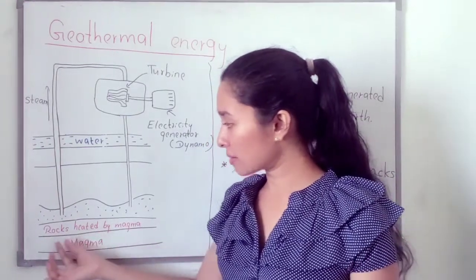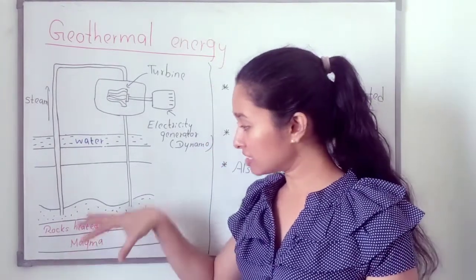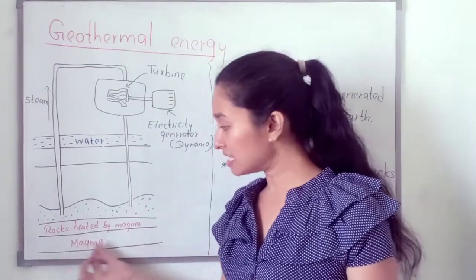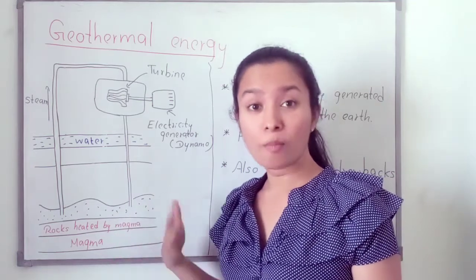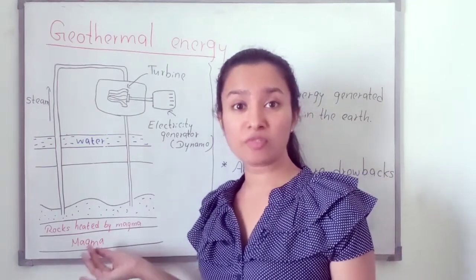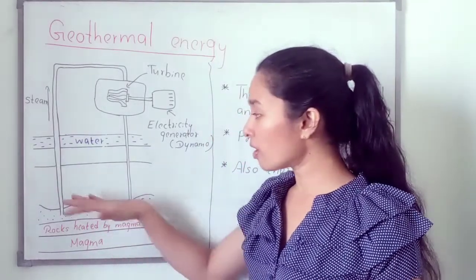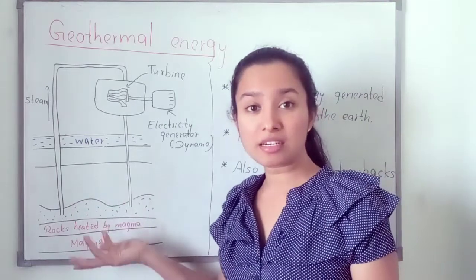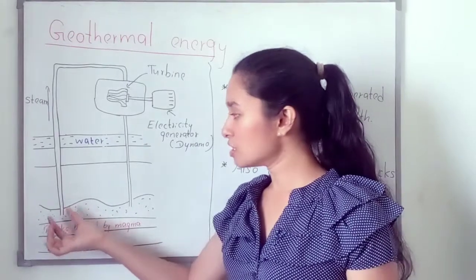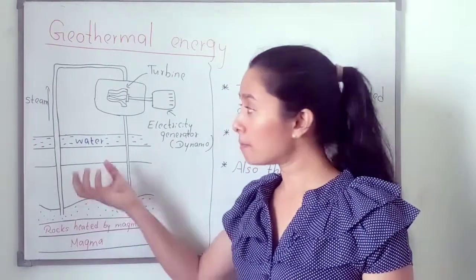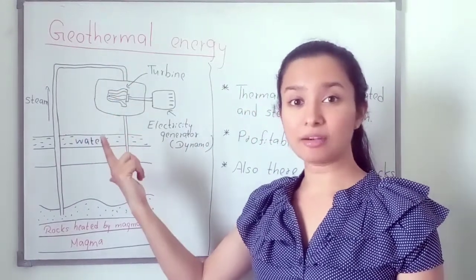And on the upper side of the magma there are rocks heated by magma. You know, deep down in our earth crust, in this area, the temperature is very high, more than 5000 degrees Celsius. So water in this area becomes steam because of this high temperature. This steam can be pumped up and used to rotate the turbines.